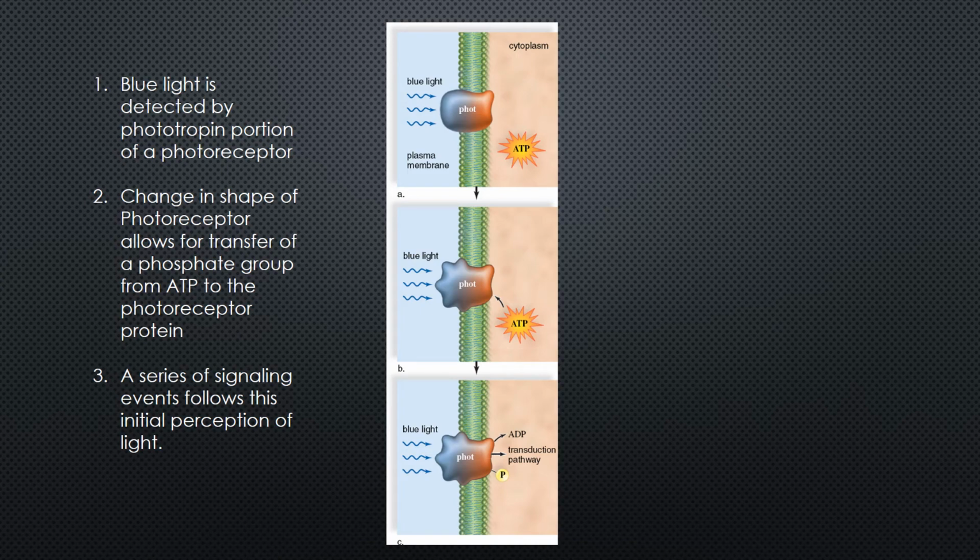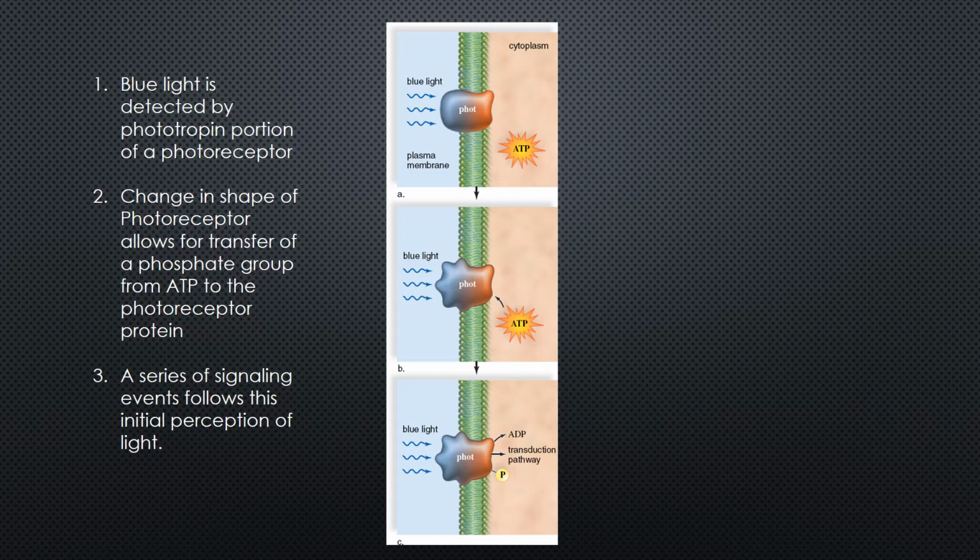So this is kind of a diagram of what that looks like. The blue light is detected by the phototropin portion, the pigment portion of the photoreceptor in the plasma membrane. When that blue light is detected, there's a change in shape of that photoreceptor. Remember we said that often happens with receptors, that they get a shape change when the stimulus is present.